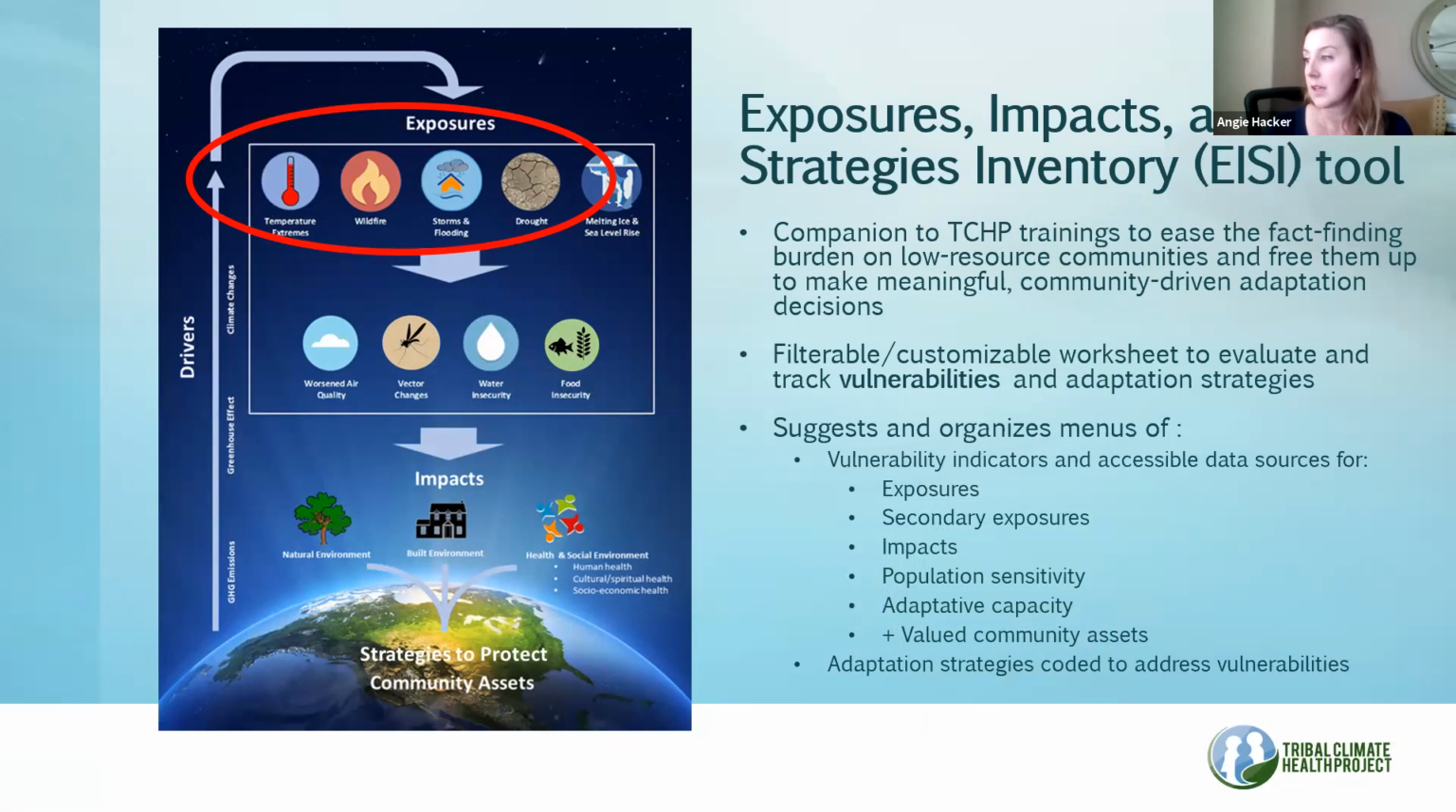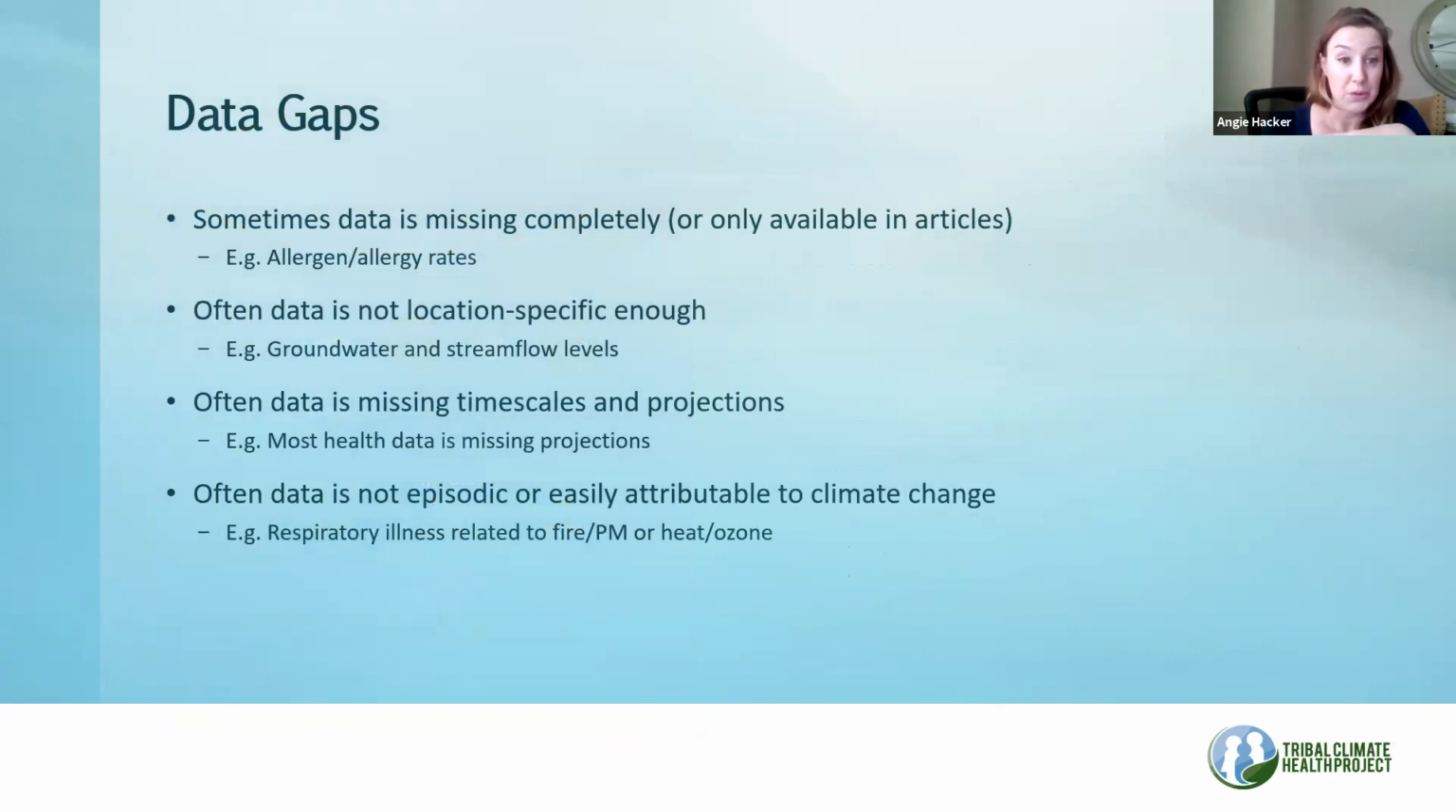Okay, so we used that tool with those 6 tribes in San Diego, and we did identify some gaps. There are some real general gaps in climate information, including sometimes data is missing completely or only available in scholarly articles, which nobody has time to go mining for and doing the evaluation and analysis themselves. We had a hard time, we ended up finding it, but things like allergens and allergy rates were hard to find at first. It might have been in academic articles, but not made very community ready or very accessible to you.